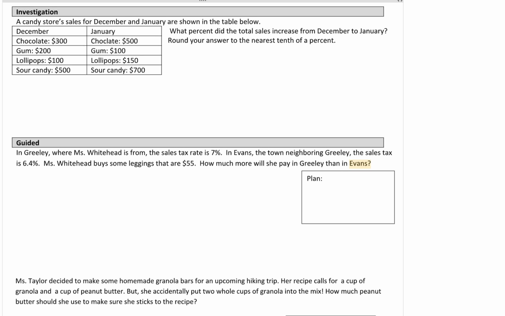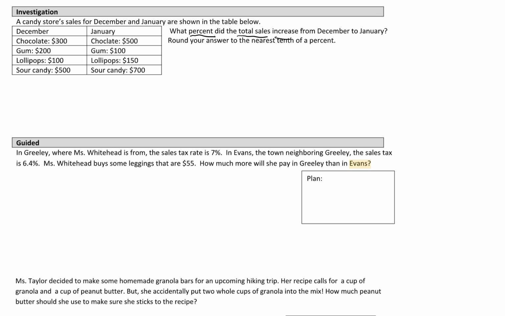We have a candy store's sales for December and January in the table. We want to know what percent the total sales increased from December to January, and we're going to round our answer to the nearest tenth of a percent. So I underlined a couple keywords. I know we're trying to find a percent, and I know we need the total sales.